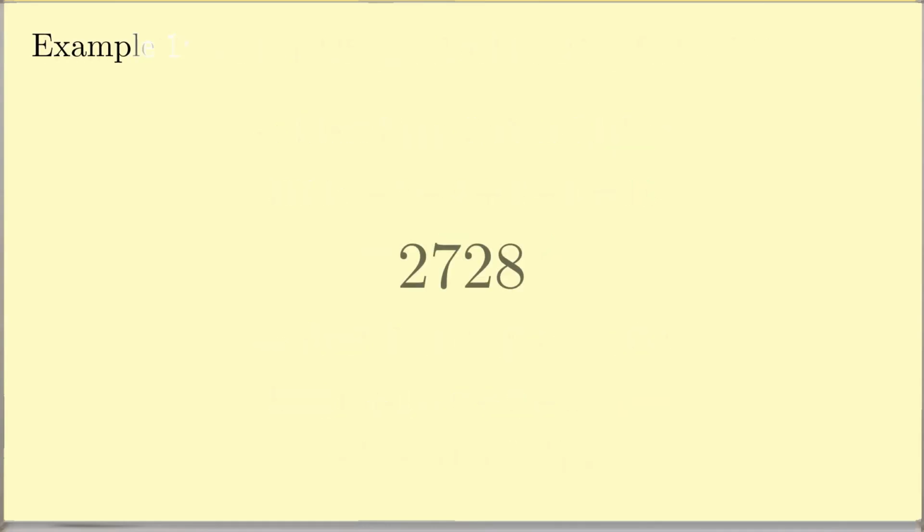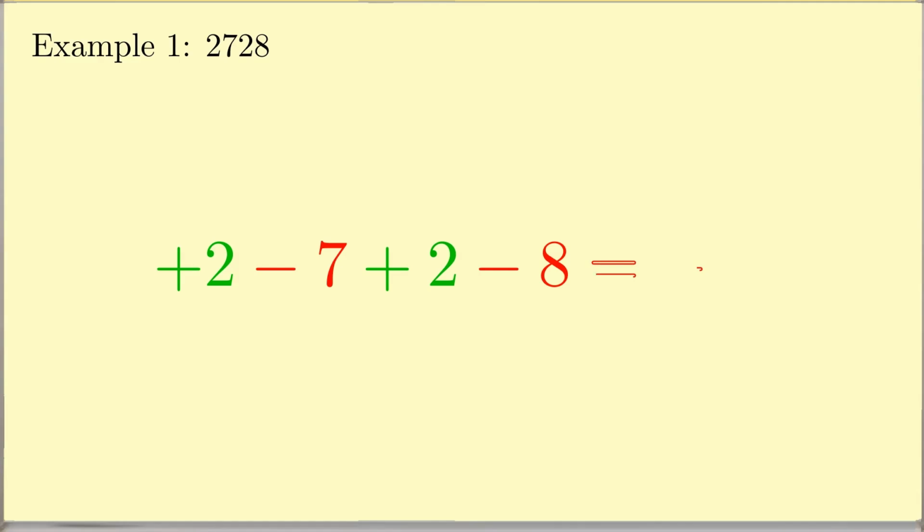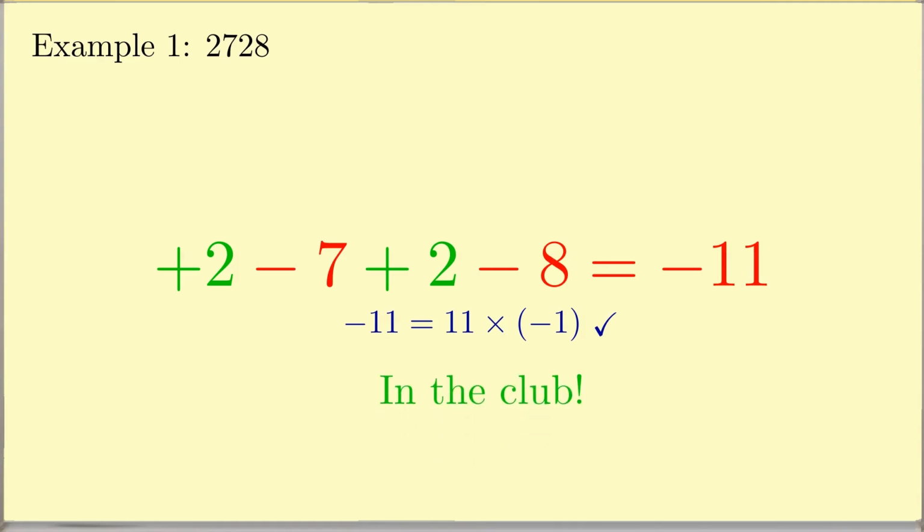Example 1. Let's test the number 2,728. Moving left to right, we alternate signs. 2 minus 7 plus 2 minus 8 equals negative 11. Since negative 11 is obviously a multiple of 11, 2,728 is in the club.